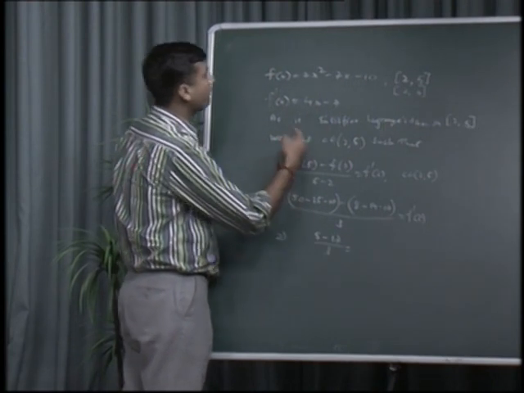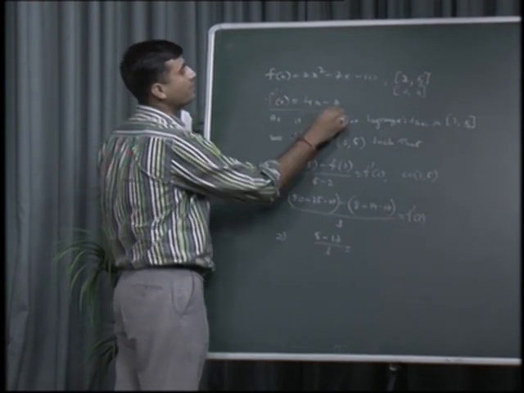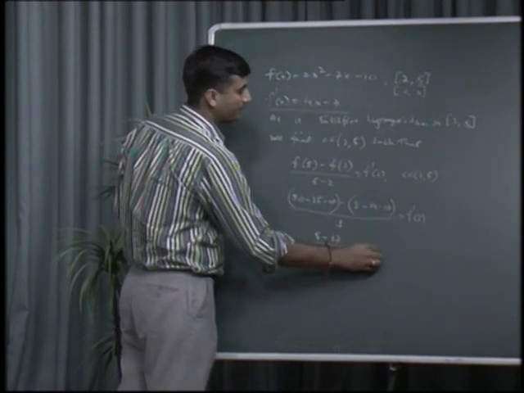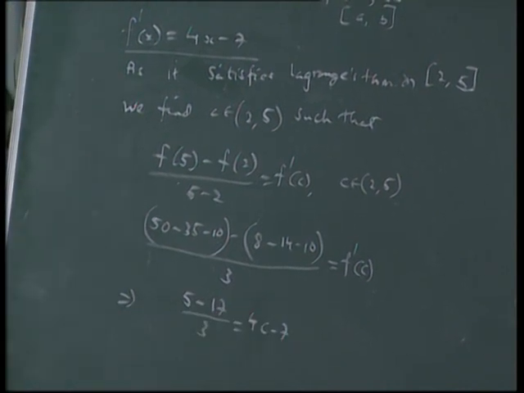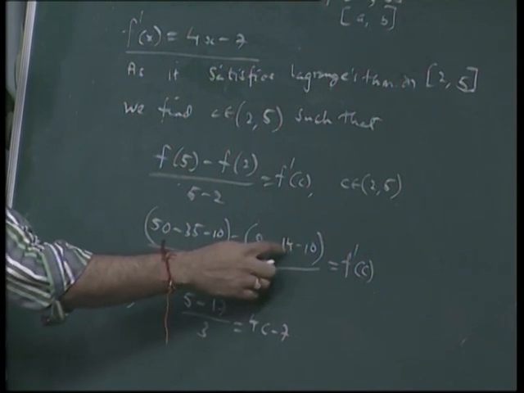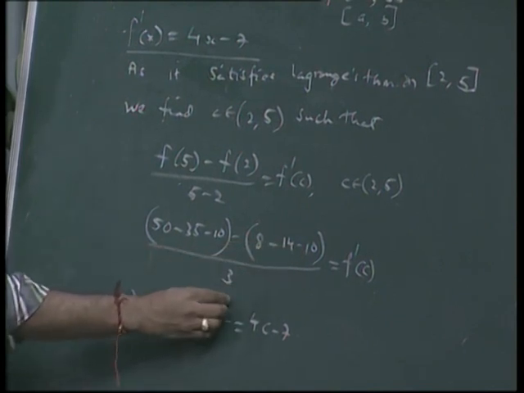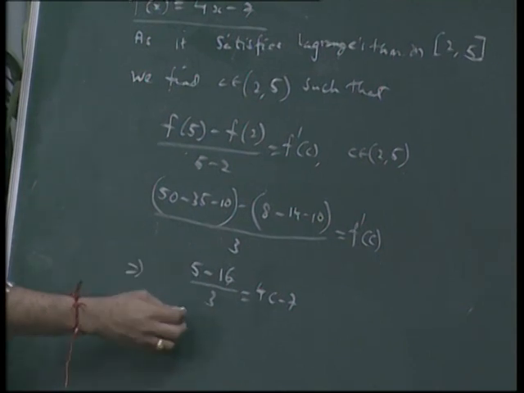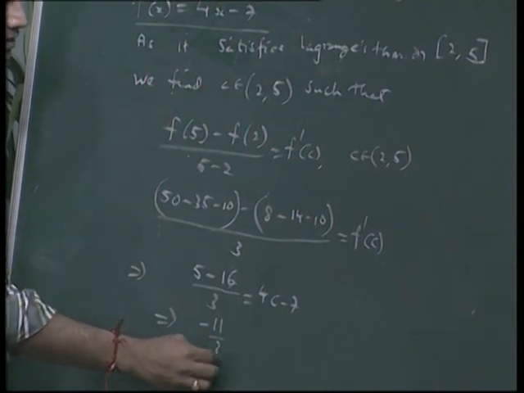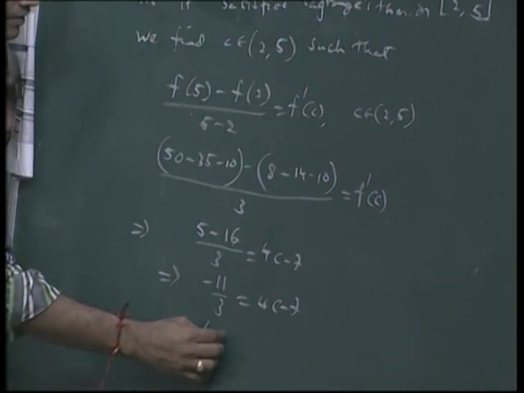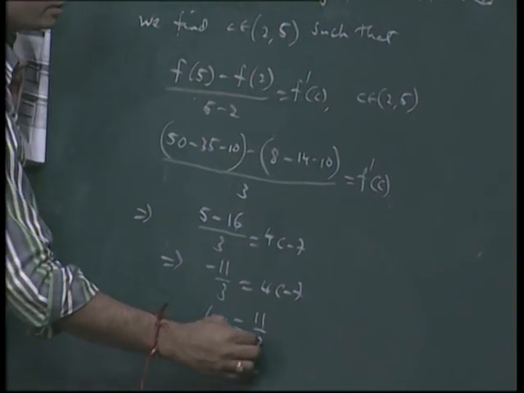F dash c you can write from this. So this is f dash x, so putting x equal to c, we'll get 4c minus 7. I'm sorry, this is minus 16, so this will be 5 minus 16. So it will be minus 11 by 3 equal to 4c minus 7. So 4c will be 11 by 3 minus 7.